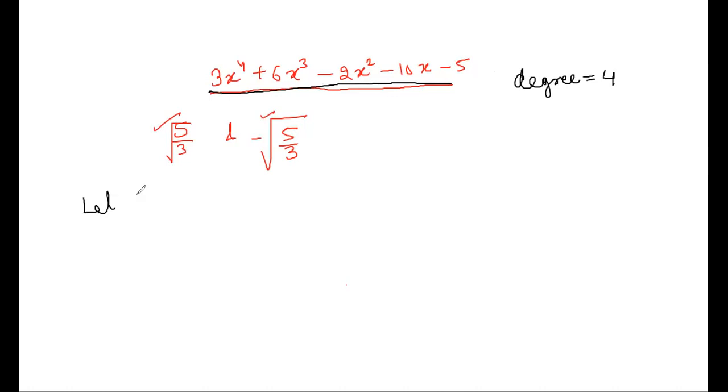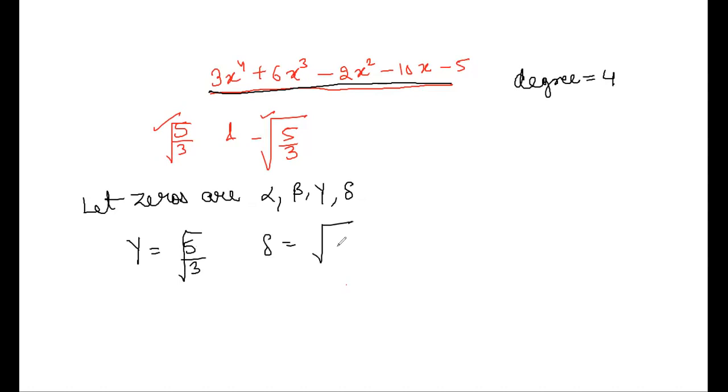So let the zeros be alpha, beta, gamma, and delta. These 4 zeros I have taken. So we will consider that 2 zeros are already given. We will consider gamma is given to me as root 5 by 3, and delta is given to me as root 5 by 3 in negative. Any problem? No, sir.